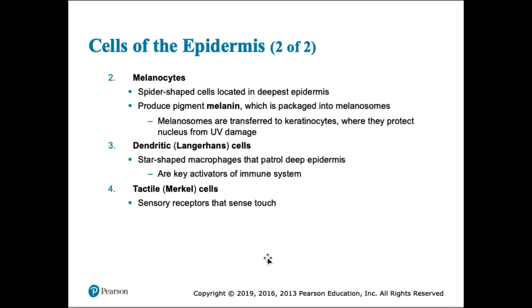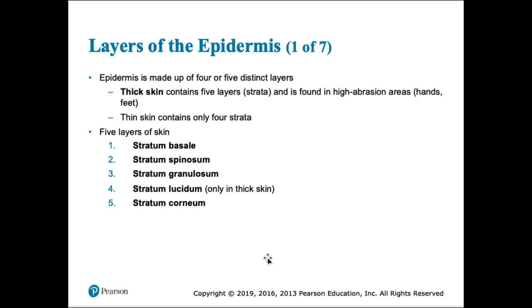We also have some tactile cells. These are also called Merkel cells. And these are sensory receptors that sense touch. One of the things that's important is that we can respond to stimuli. So basically, with these Merkel cells, if we touch something, we can feel that sensation, whether it's a pleasure sensation or pain sensation, so that we can sense that. Those cells help us feel things and sense things.